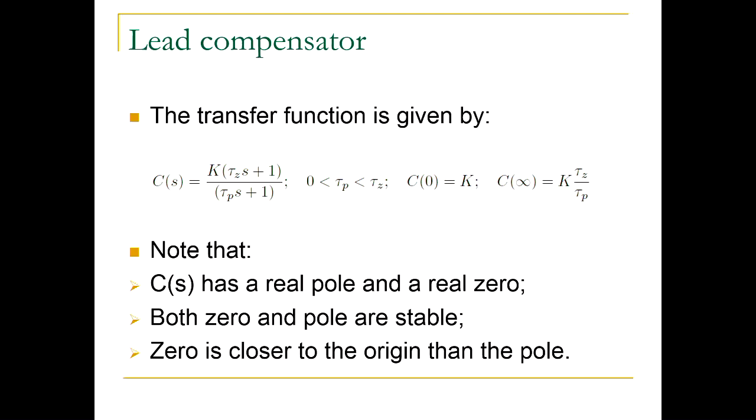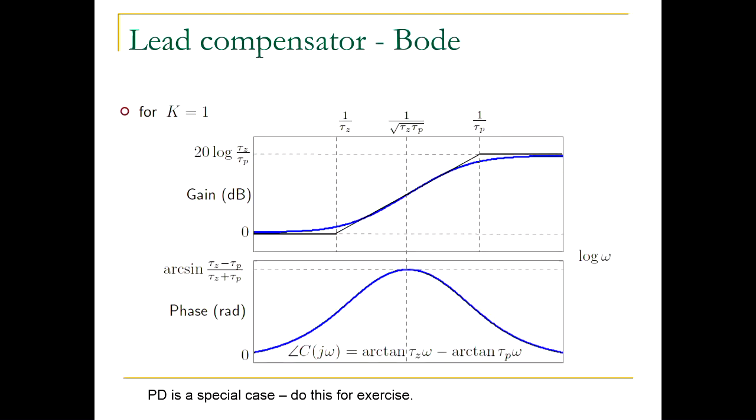And you again have that the DC gain is K, and the gain at infinity is this. So this is the Bode plot for the lead compensator. Again, the degrees of freedom are K, tau z, and tau p. This is plotted for K equal to 1. Plots for K not equal to 1, like positive K, you are either shifting the plot up or down, right? So that's easy to obtain from these plots.